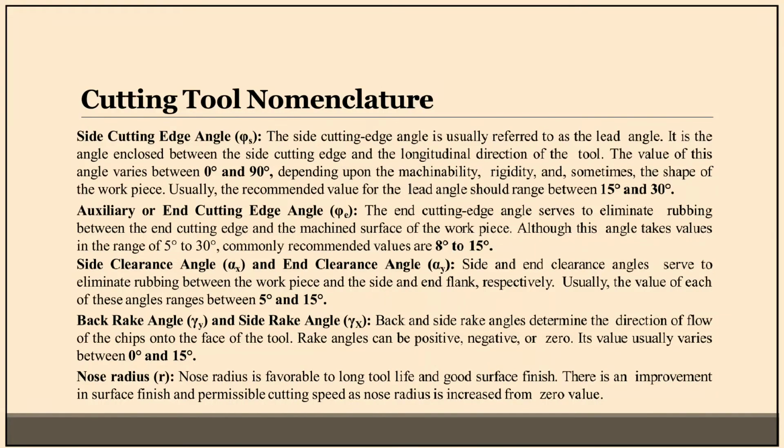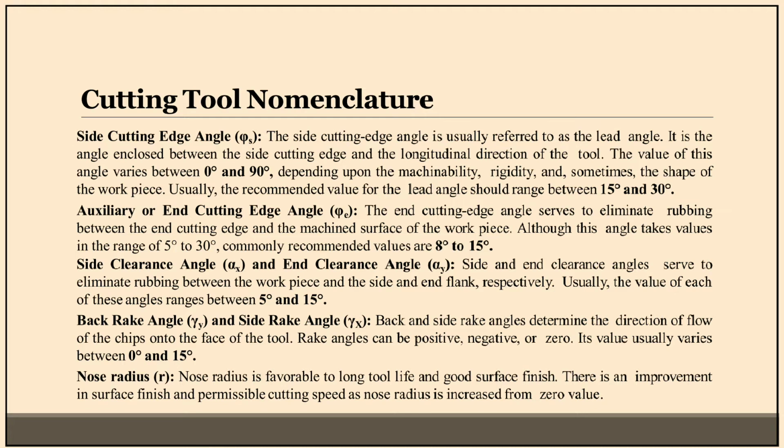Cutting tool nomenclature. Side cutting edge angle, phi s. The side cutting edge angle is usually referred to as the lead angle. It is the angle enclosed between the side cutting edge and the longitudinal direction of the tool. The value of this angle varies between 0 degree and 90 degree, depending upon the machinability, rigidity, and sometimes the shape of the workpiece. Usually, the recommended value for the lead angle should range between 15 degree and 30 degree.